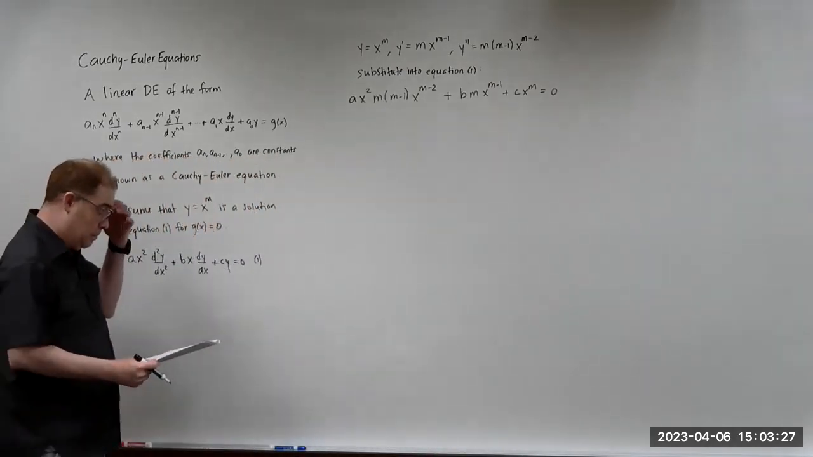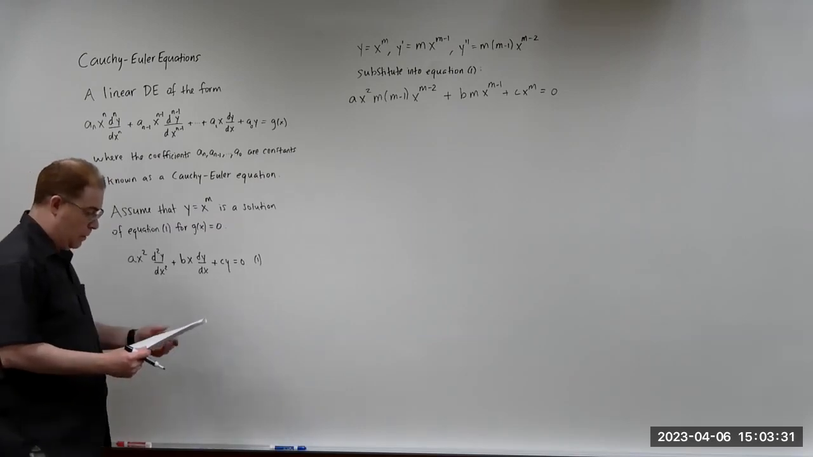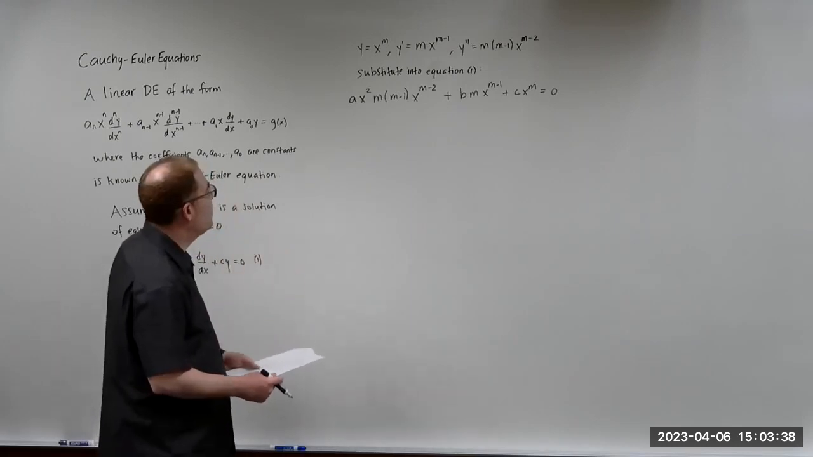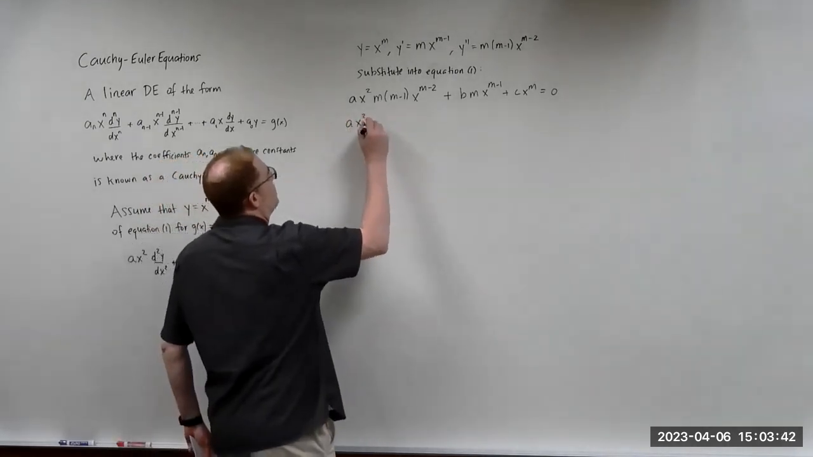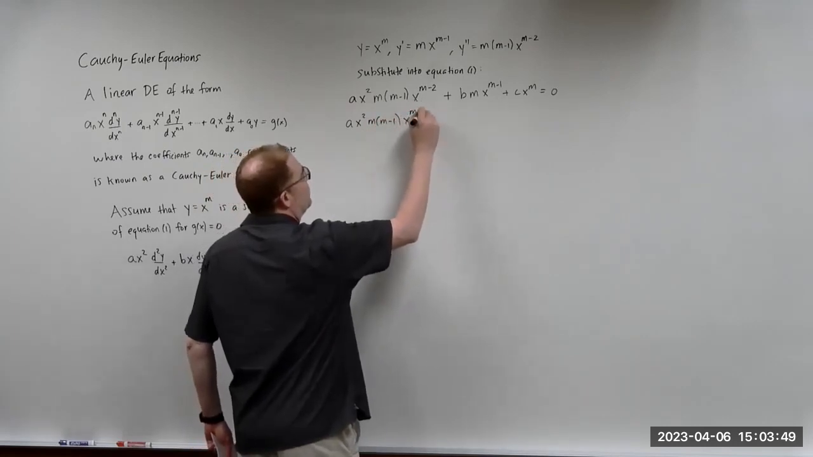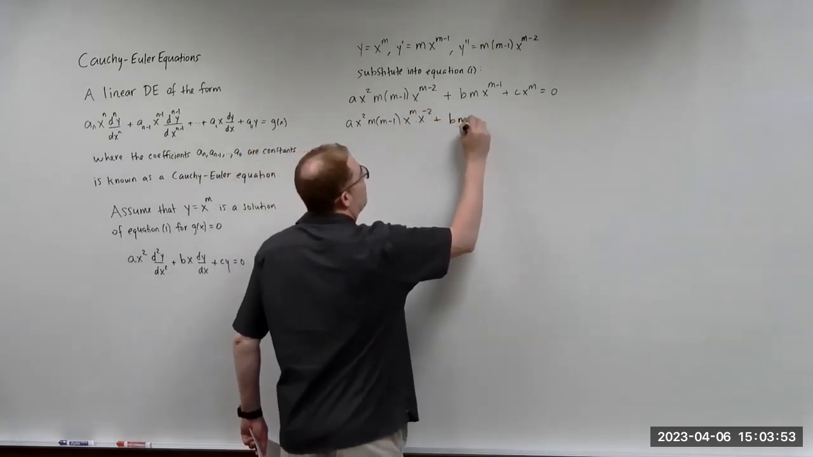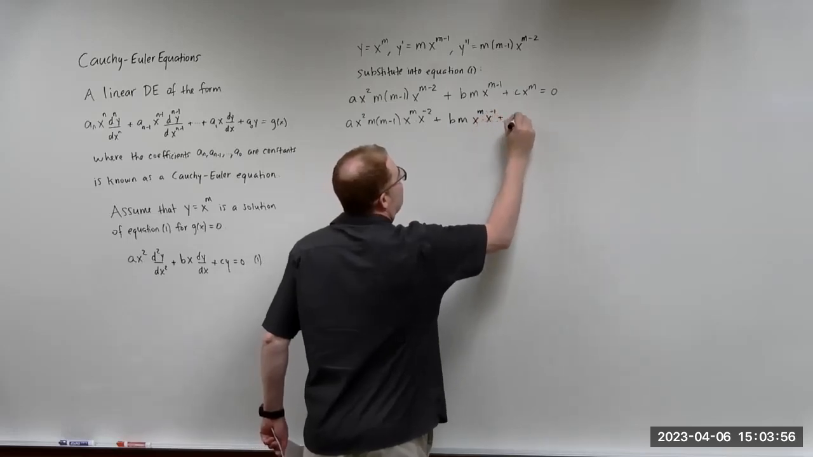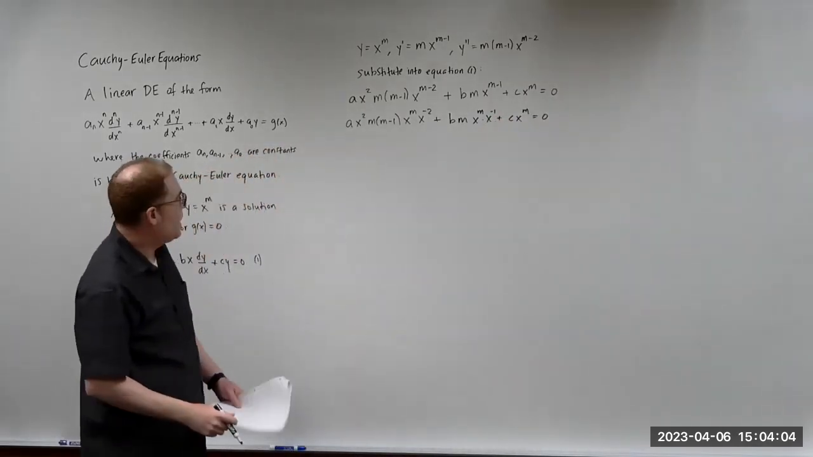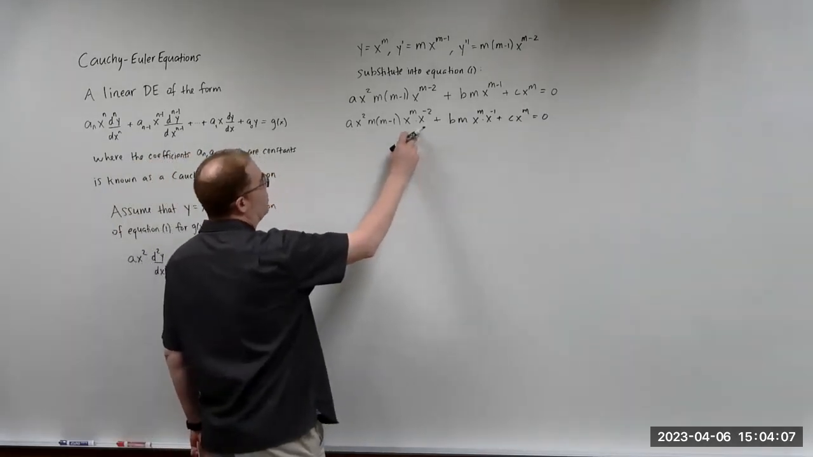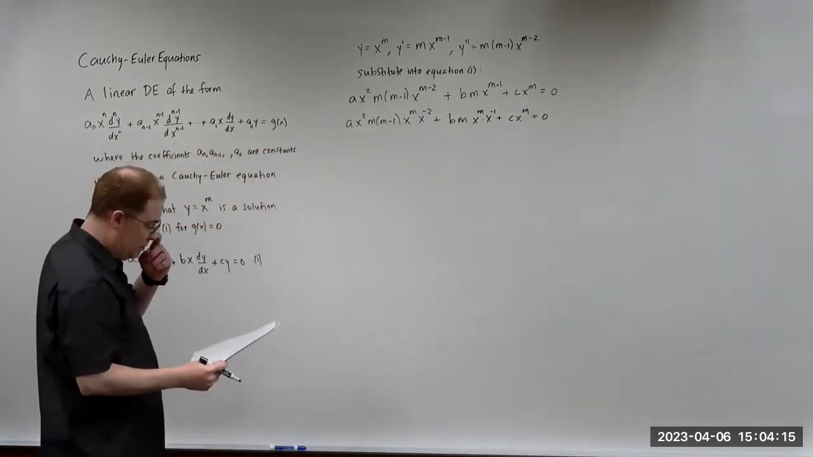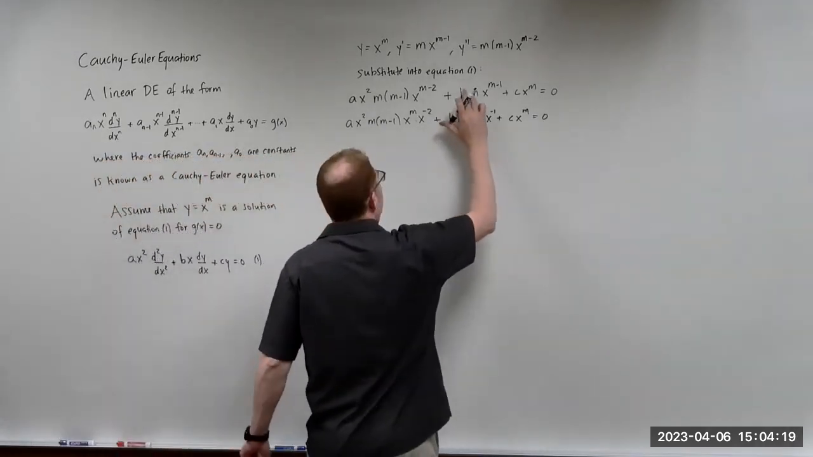All right, so let's see here. We can go ahead and simplify this. This is just a x squared times m times m minus 1, and we can break up this part. This is just x to the m times x to the minus 2, plus b times m, x to the m times x to the minus 1, plus c times x to the m equals 0. So we can see that x squared and 1 over x squared are going to cancel out. And same thing here, we have x to the m and x to the minus 1. So that should be, oh, this should be a b x here.